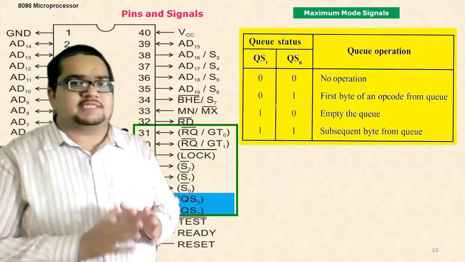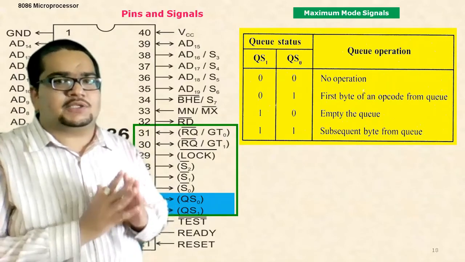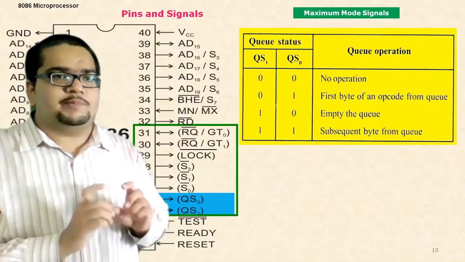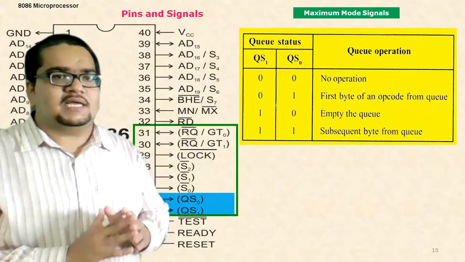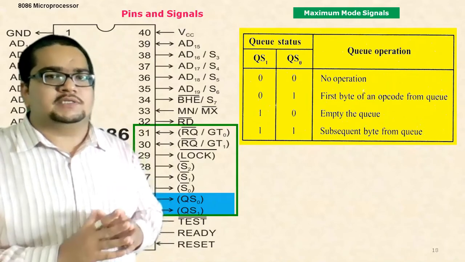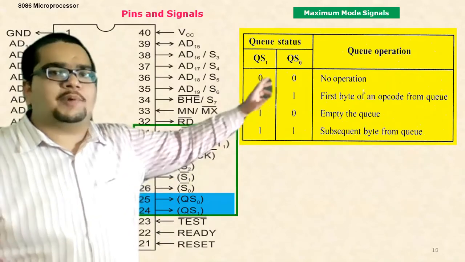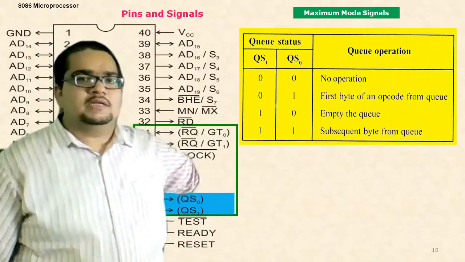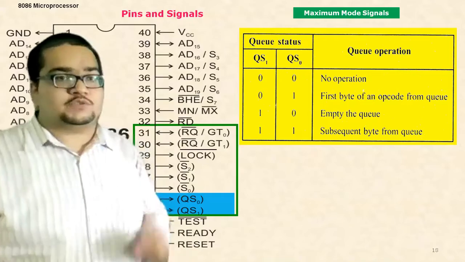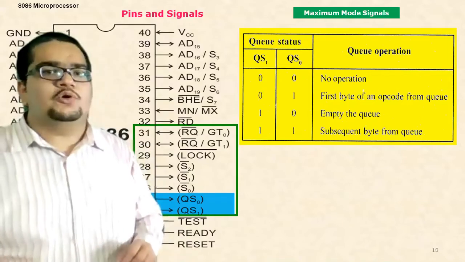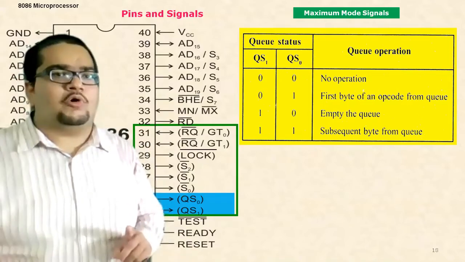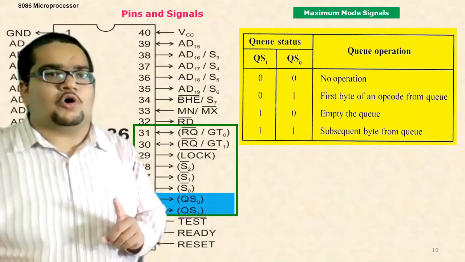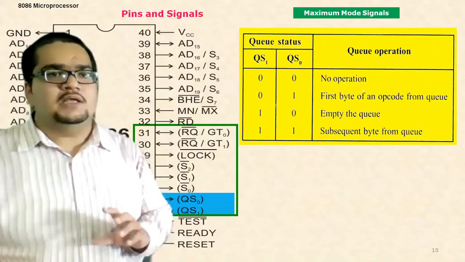When both the lines are 0, 0, it indicates that the queue is not performing any operation right now. The instruction queue in the bus interface unit is basically not doing any operation. So 0, 0, no operation is going on there. When it is 0 and 1, that is 0 on QS1 and 1 on QS0, the first byte of the opcode from the queue is being taken.